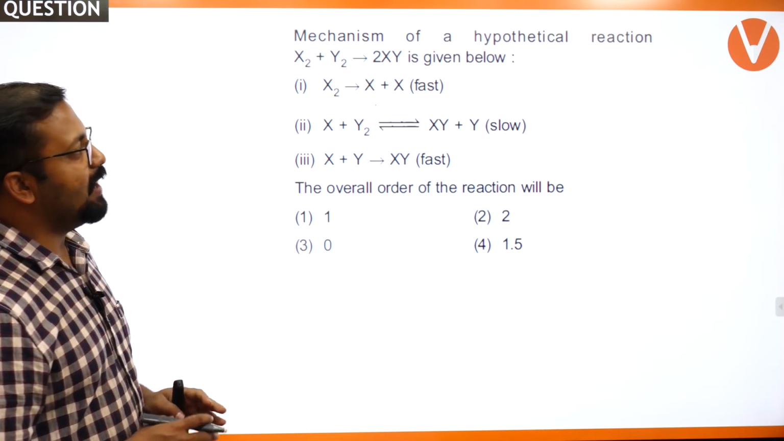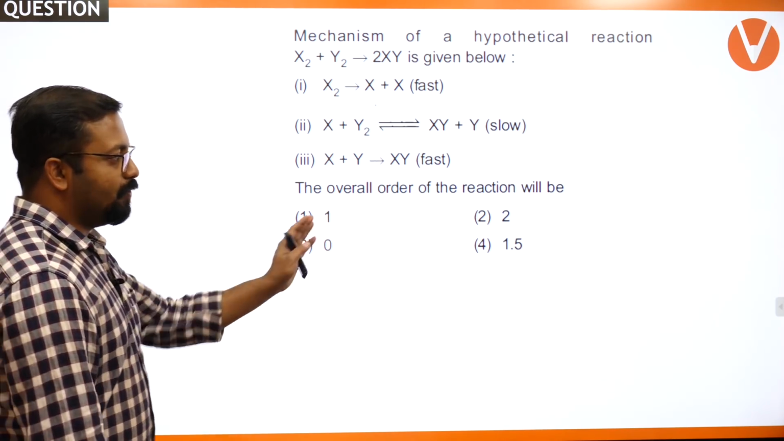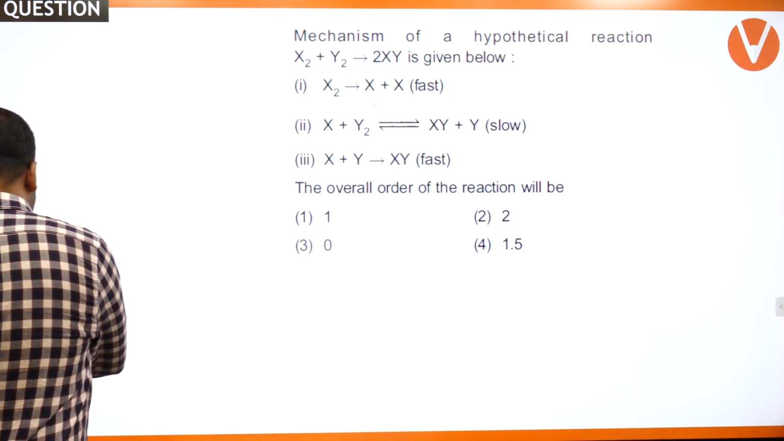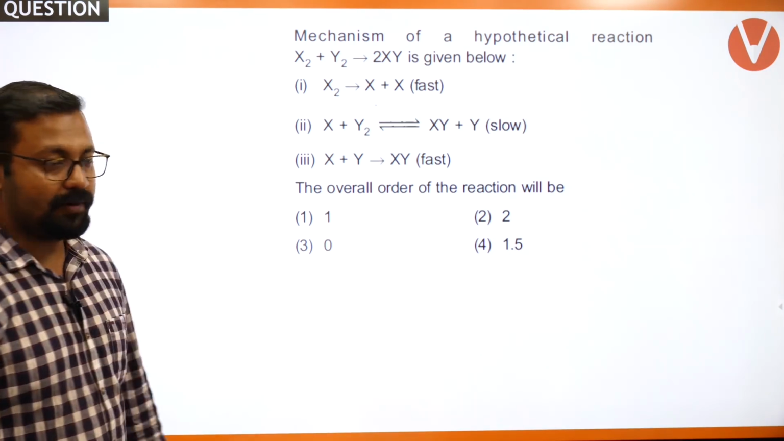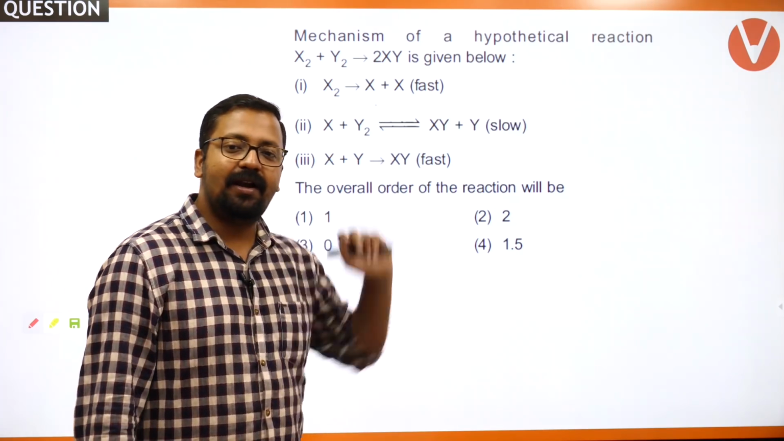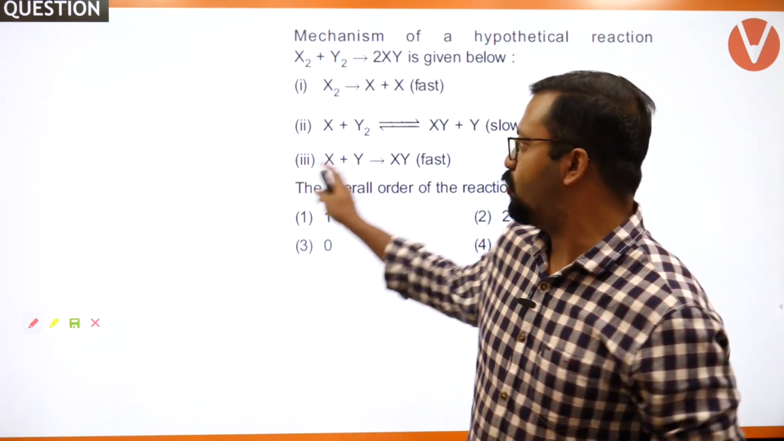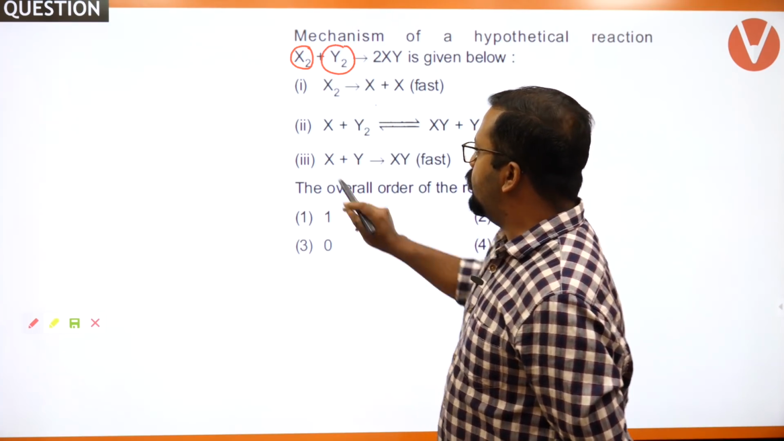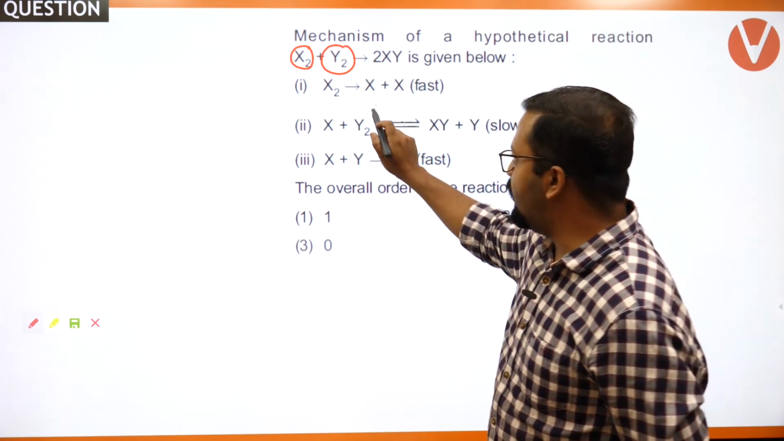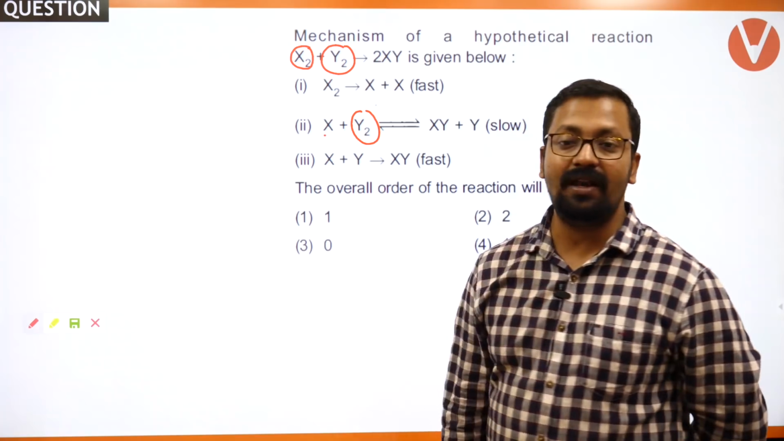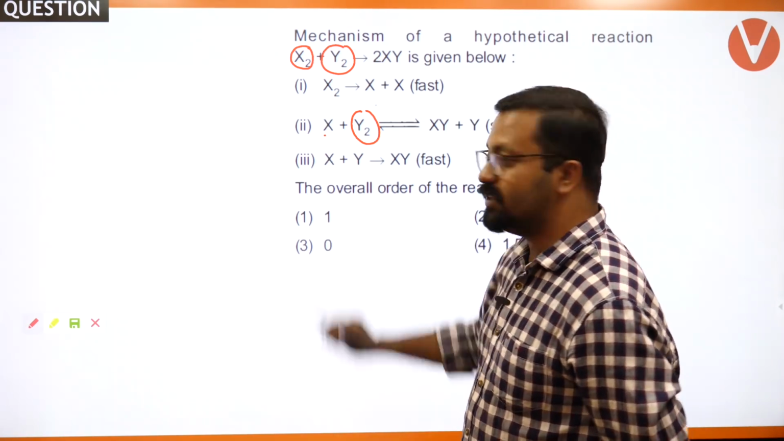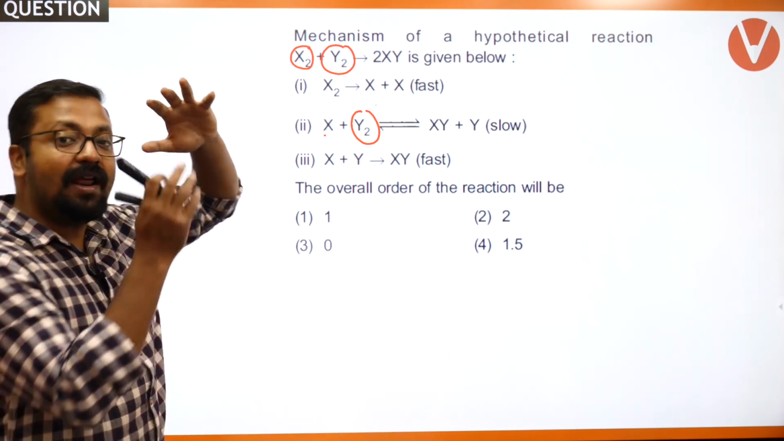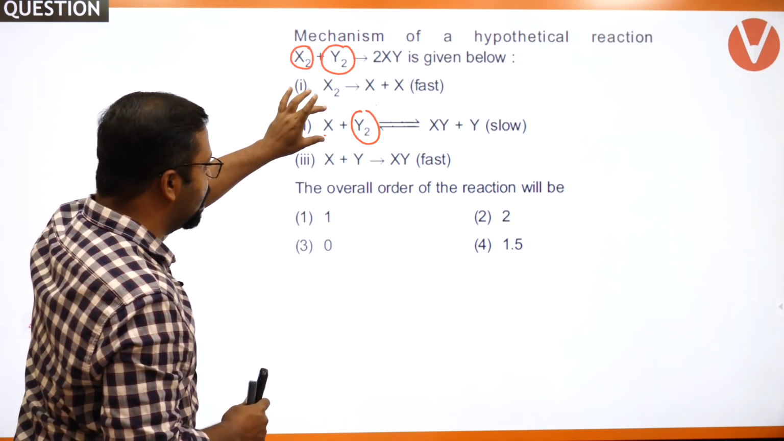Next, the mechanism of a hypothetical reaction is given as this. This could turn out to be a slightly difficult question because it's not very straightforward. अब देखो, जब भी आप रिएक्शन का रेट आइडेंटिफाई या फिर ऑर्डर आइडेंटिफाई करने की कोशिश करते हो, then you take the slowest step of the reaction. Now what are the reactants, X2 and Y2? Do you see both these reactants in the slowest step? No, only one is present, one is not present. One entity which is present in the slowest step is not the original reactant. So I have to express the original reactant's concentration in terms of X.